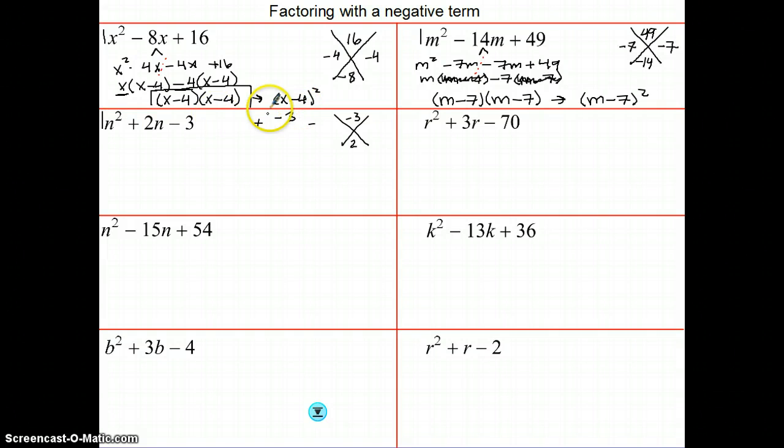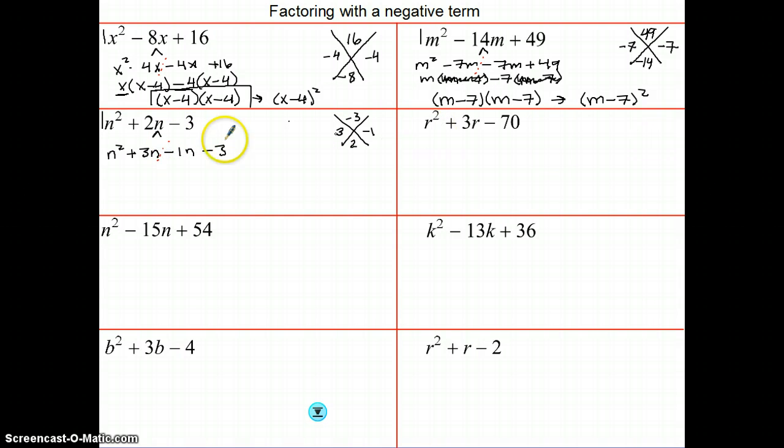So when I'm multiplying to -3, one option is 1 times -3. But since we are adding to a positive, I need the positive number to be the larger one. So I am going to write +3 and -1. Now these two do add to my +2, so those are the two numbers that I'm looking for. So again, I'm going to go ahead and rewrite my +2n as +3n and -1n. So n squared plus 3n minus 1n minus 3. And I factor by grouping.